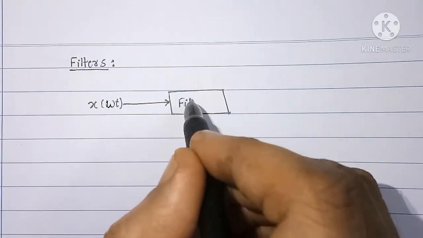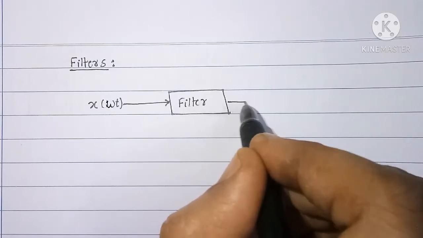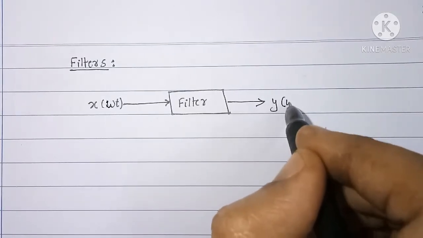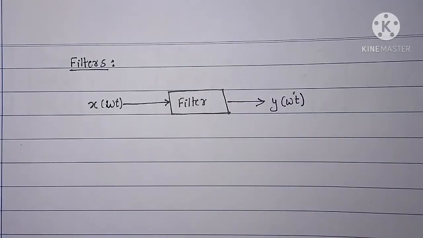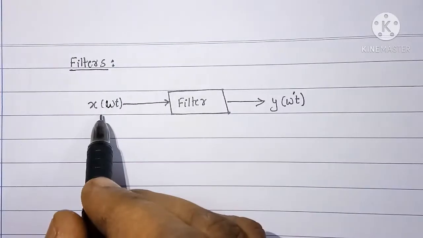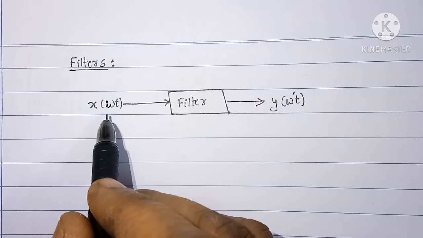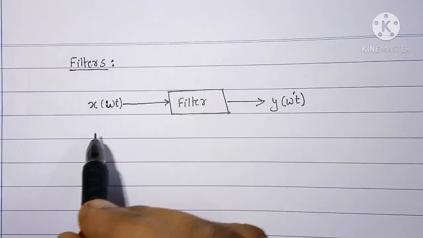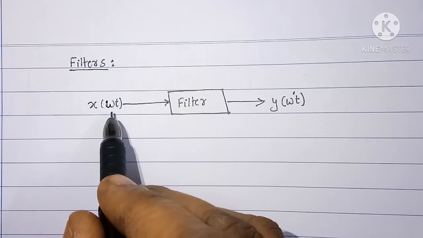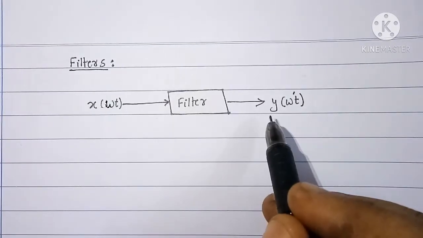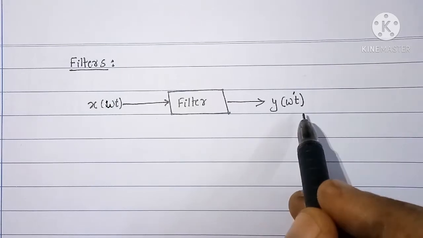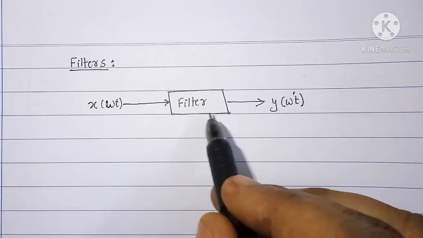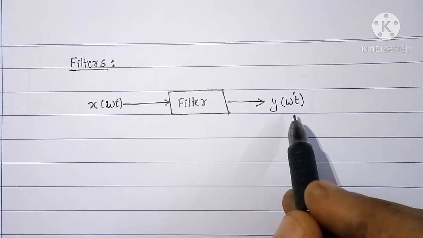Here it is the filter, and the output will be y of omega dash t. The input signal here is comprising various frequency components in it. Of those frequency components, only the required frequency components will be allowed to pass through. And those frequency components of the input signal which are allowed to pass through the filter will appear as the output of the filter.